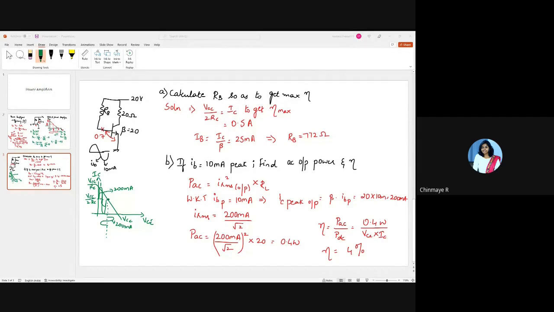Now, think and answer this question, okay? So can I give the input current here to be equal to 250 milliamperes? Instead of, I gave 10 milliamperes here, no? Instead of this, what happens if I give IB equal to 250 milliamperes? Will I get a better efficiency? Does it work?